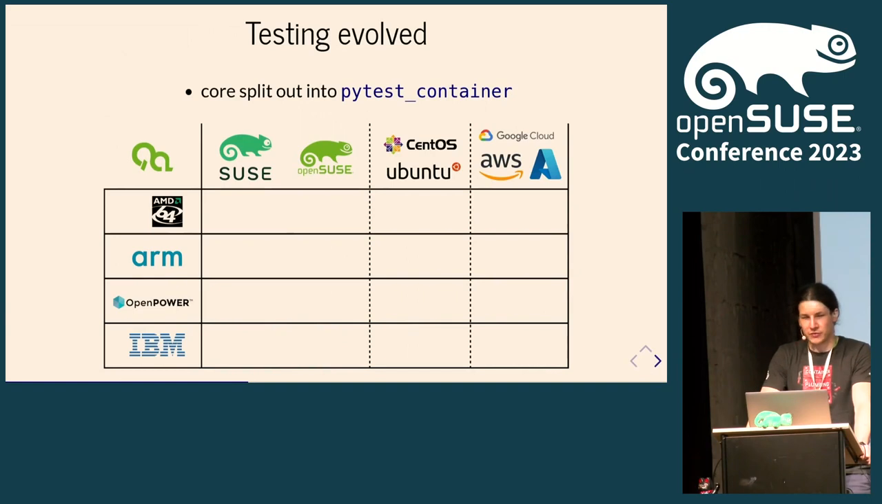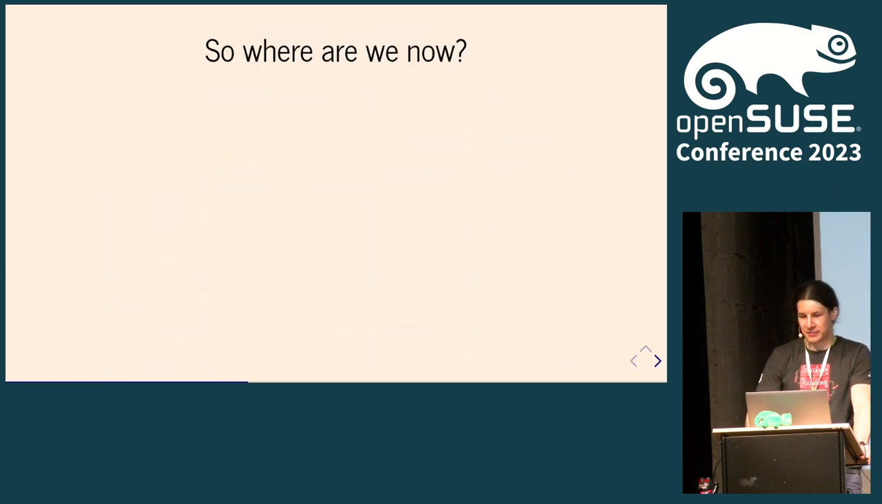And now we also started testing things in OpenQA on all four architectures, on all the platforms, and also in a few public clouds. So testing got better.